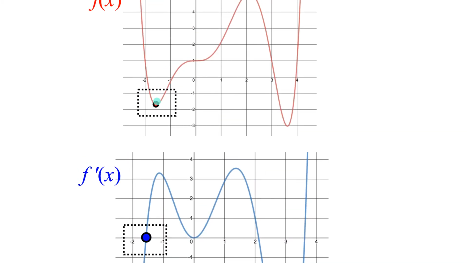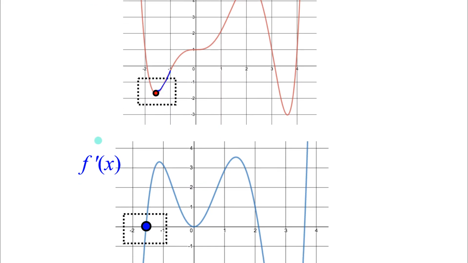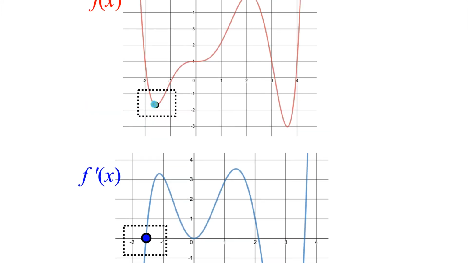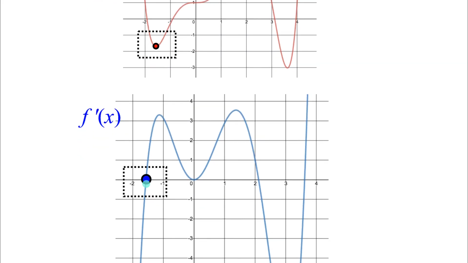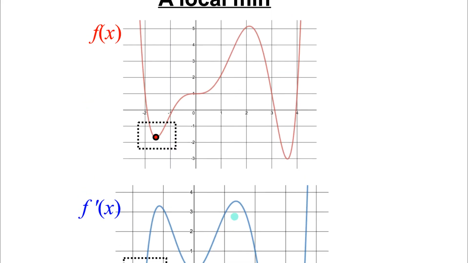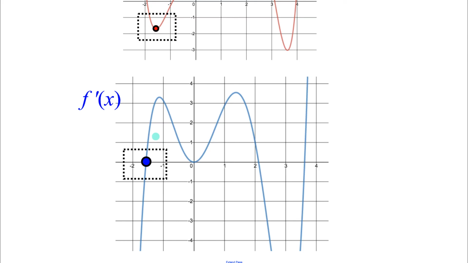And after the x value of negative 1.5, the function is increasing, which means the derivative, which tells us the slope of the original function, will have positive y values in that section. And at this point, there's of course a horizontal tangent, which means the function has a slope of 0 there, which is why the derivative has a y value of 0 there. So we can tell there is a local min point on an original function if the derivative is 0 and switches from being negative to positive.